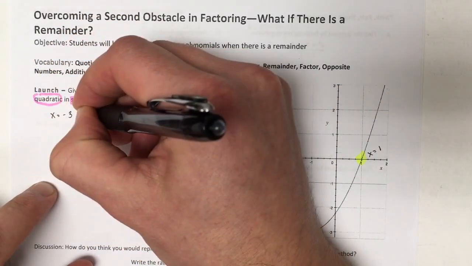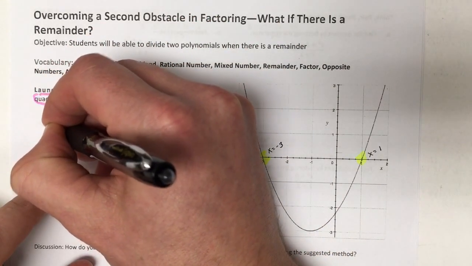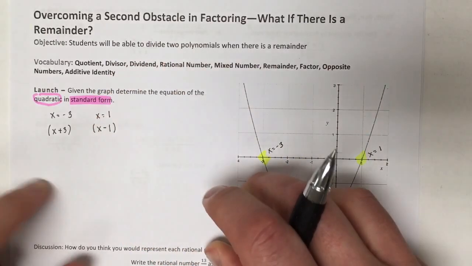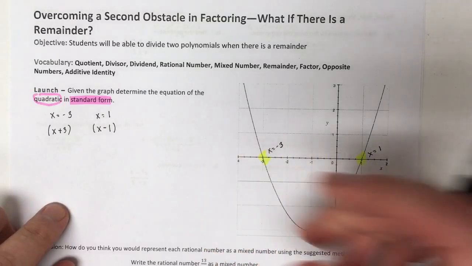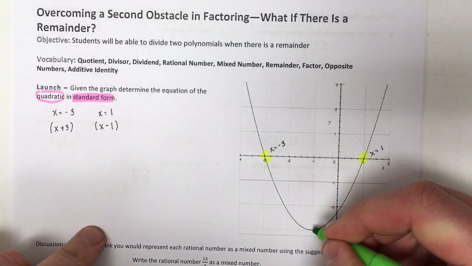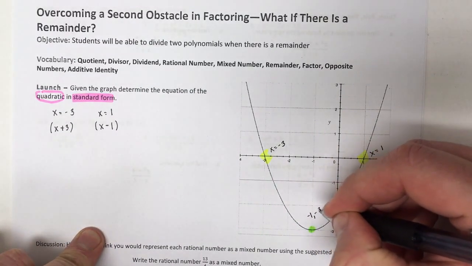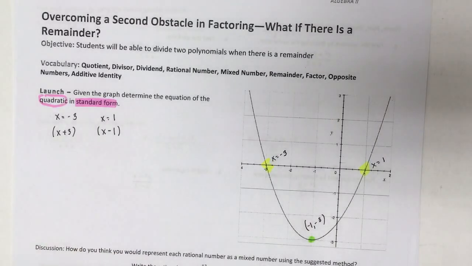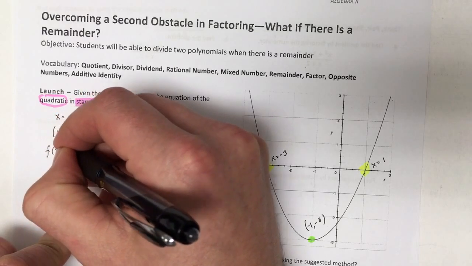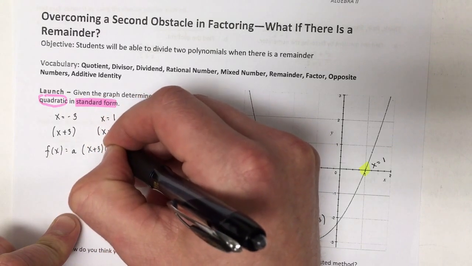x equals -3 and x equals 1 leads me to have factors of x plus 3 and x minus 1. So those are the associated factors with that. The last thing that I'll need is some point, and I'll look at this one, which looks like the point (-1, -3). I'll need some point so that I can figure out the a value of my equation. And so right now I have f of x equals a times (x plus 3) times (x minus 1).